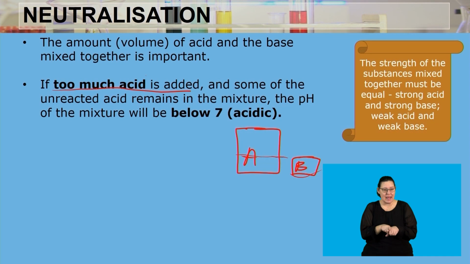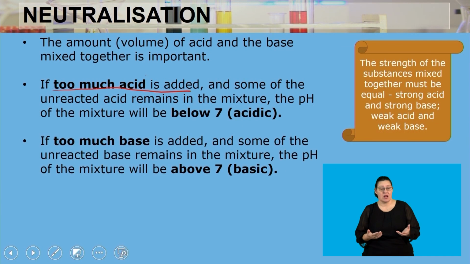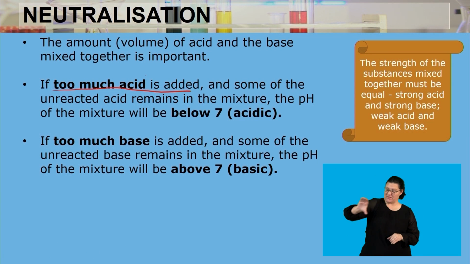Now, the same thing can be said about the base. If we are adding too much base, and some of the unreacted base is going to remain, then the mixture that is formed will have a pH of above 7, because too much base was added in that particular reaction. A small amount of acid with a large amount of the base. So now all of the acid is going to react with the base, and some of the base is going to remain because too much of it was added.